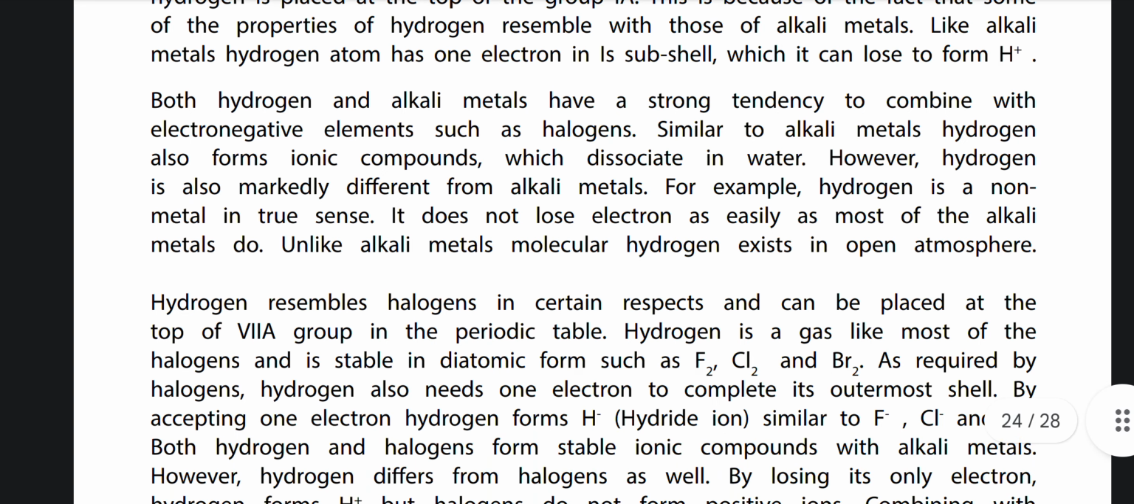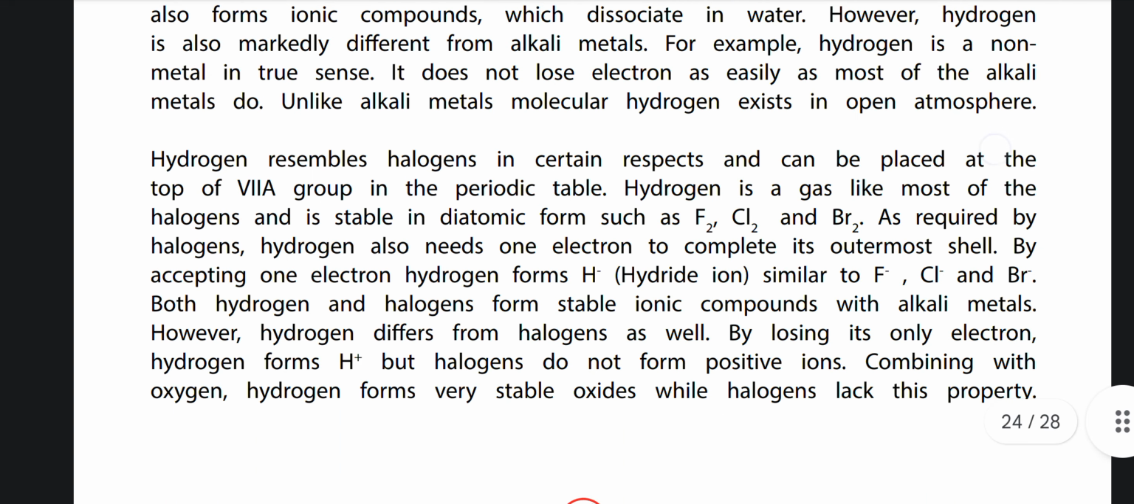However, hydrogen is also markedly different from alkali metals. For example, hydrogen is a non-metal in the true sense. It does not lose its electron as easily as most of the alkali metals do. Unlike alkali metals, molecular hydrogen exists in the open atmosphere.